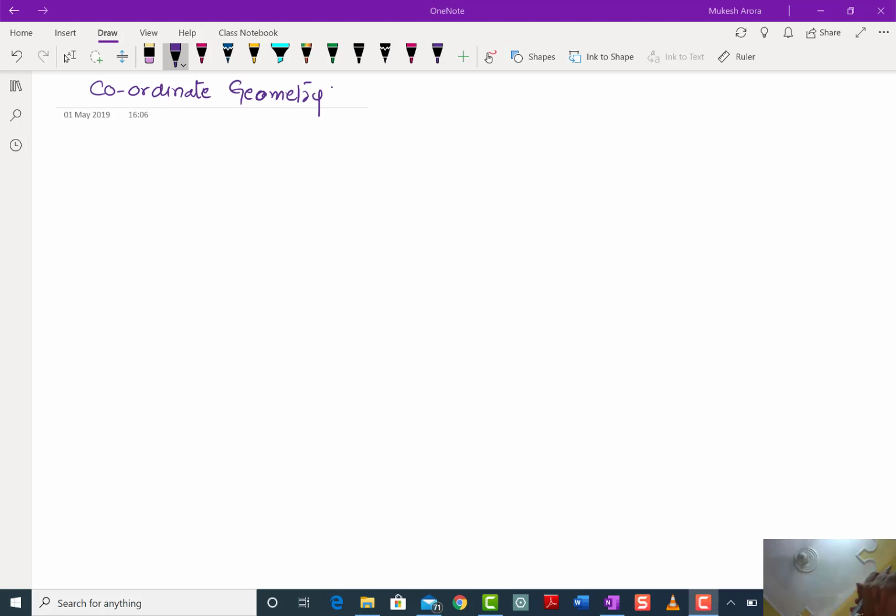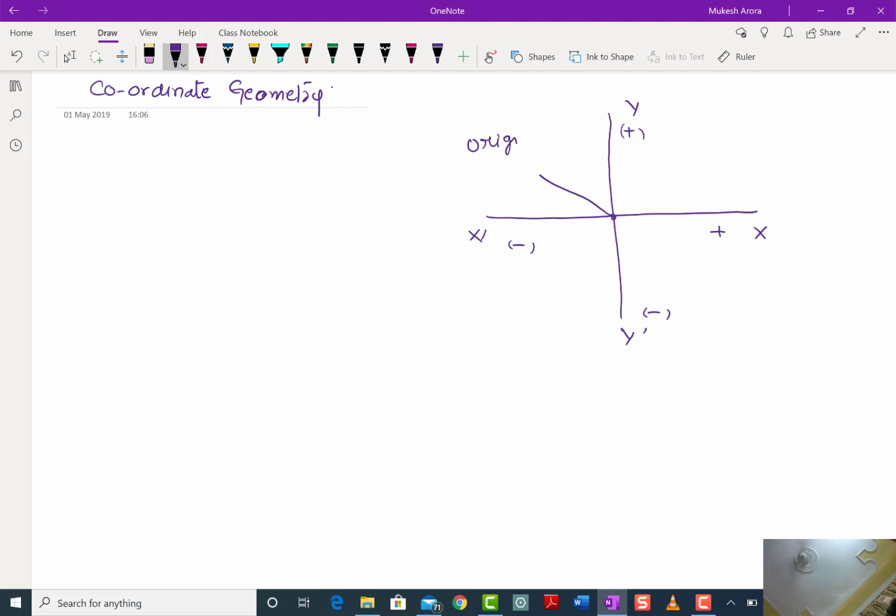Today we are starting with the new topic that is called the coordinates method. As we have already done in class 8 how to draw the coordinates, the same is there. This is the x-axis where x is positive, here x is negative, here y is positive and here y is negative. The point where they meet is called the origin. This is the first quadrant, this is the second quadrant, this is the third quadrant and this is the fourth quadrant.